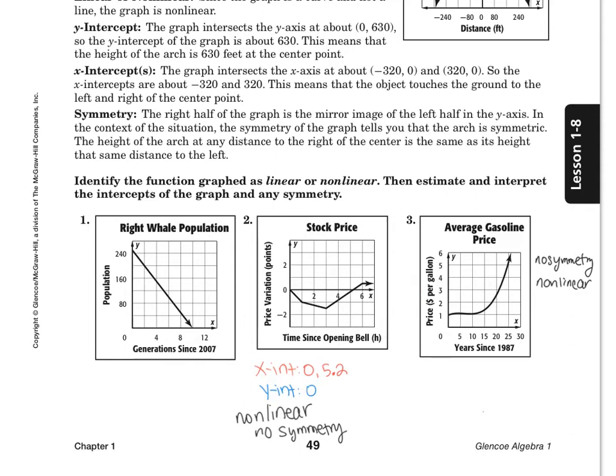So the only thing we have to do is the y-intercept. So that happens here at 1. So the y-intercept is 1. So what does that mean in context of the problem? It means at the start, which is in 1987, since x is years since 1987, in 1987, the price per gallon of gas was $1. And that's it for this page.